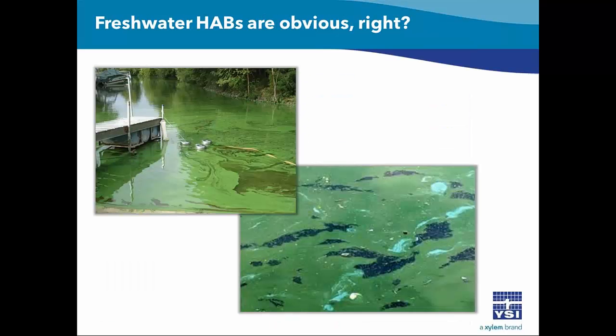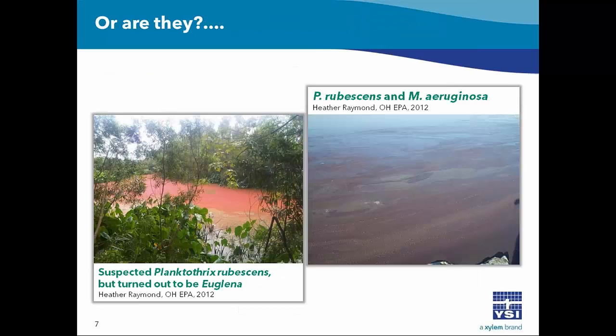Moving on to talking about freshwater harmful algal blooms, a lot of us have some familiarity with this, and it usually seems pretty darn obvious when you see one. Here are examples of pictures I've taken of some freshwater blue-green algae blooms over the years. And the question I want to pose to you is, is it really always that obvious? We see some very interesting things like this red bloom. If this was a saltwater environment, you might have thought this was a red tide, but in fact this is a freshwater canal in my home state of Ohio that turned out to be an organism called Euglena.